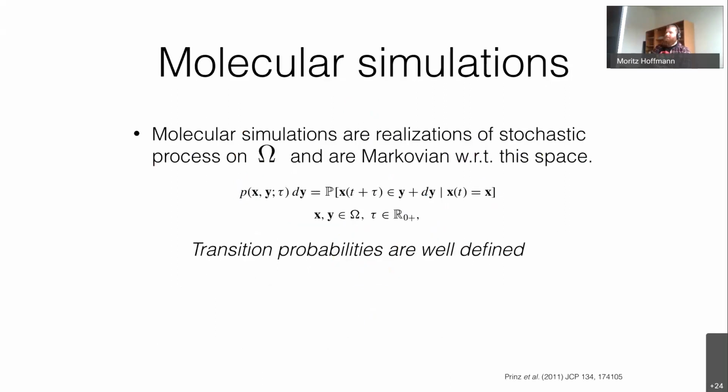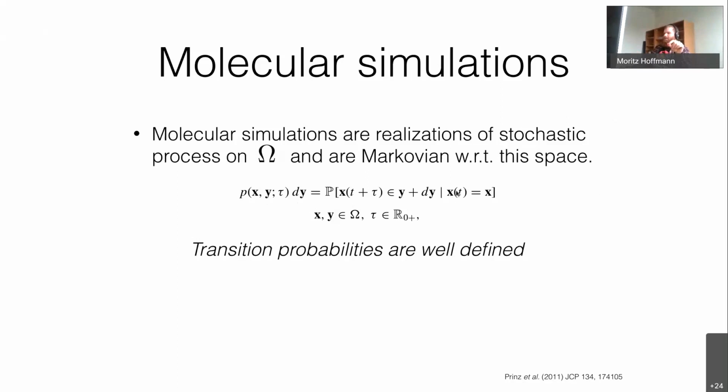Now, what we deal with here are mostly molecular simulations, and molecular simulations are special in that they have certain properties we can make use of to make our lives easier. So molecular simulations in particular simulate a stochastic process, and we can look at a probability density of going from state X to Y, right? This is, in a discrete sense, one column of the matrix.